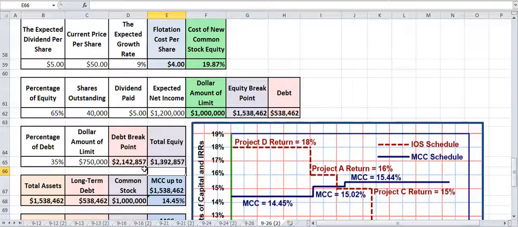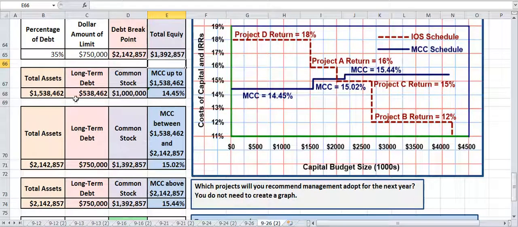Now that takes care of pretty much everything. Everything else fills in for you. I've got the formulas in here, and these formulas right here are just weighted average cost of capital formulas to figure out the weighted average cost of capital at each breakpoint. So the first breakpoint, we can see that the average cost of capital is 14.45%, and that's up to a little over 1.5 million, because this is in thousands right here. So that's right there. And then our second break point is going to be where we're between.